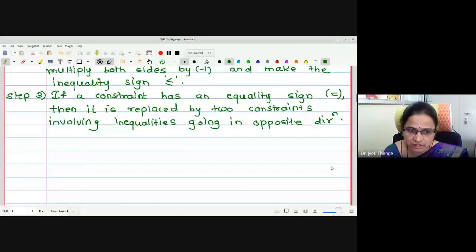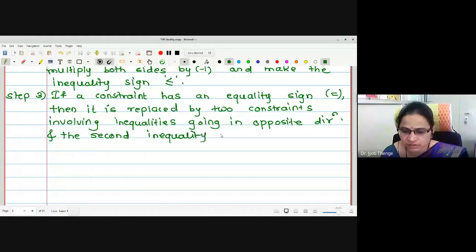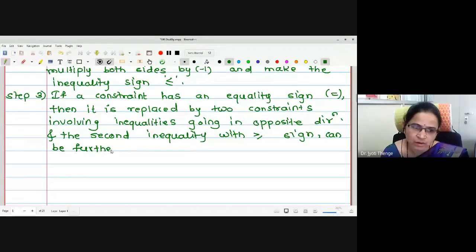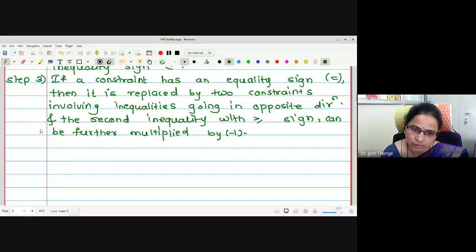And the second inequality, which inequality second means, here we will consider the second inequality with greater equal sign, can be further multiplied by minus 1. Is the point clear?